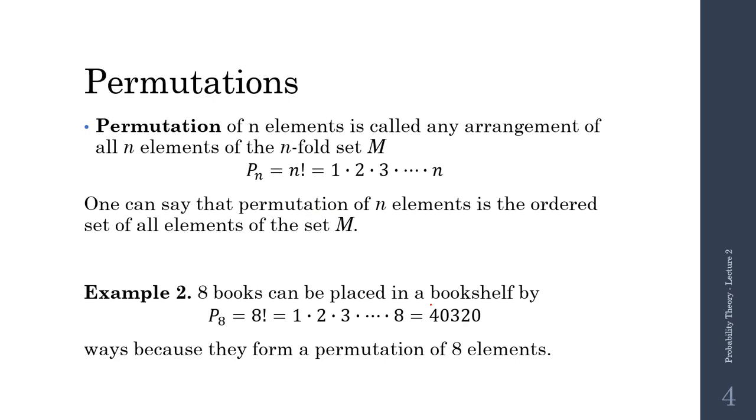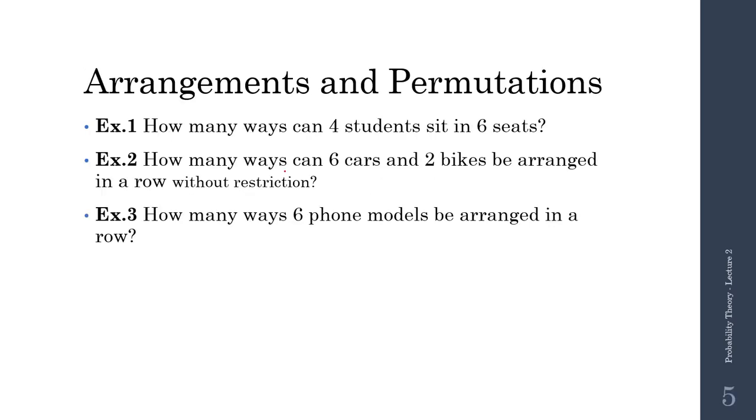Permutation. Permutation of n elements is called any arrangement of all n elements of the n-fold set. We can say that permutation of n elements is the ordered set of all elements of the set M. Here's another example for permutation. 8 books can be placed in a bookshelf by P8 ways, which is permutation of 8 elements. 8 factorial is the multiplication from 1 till number 8. It gives us 40,320.